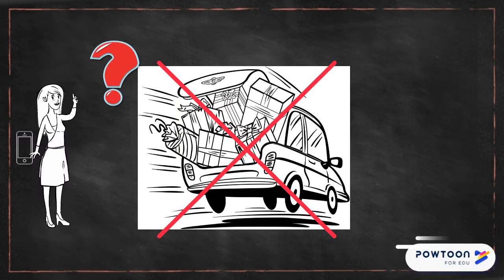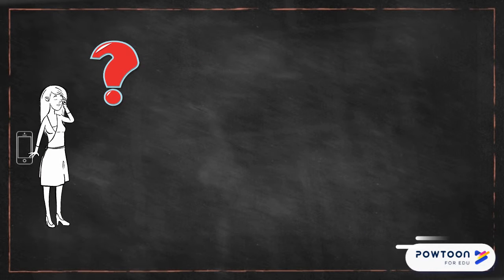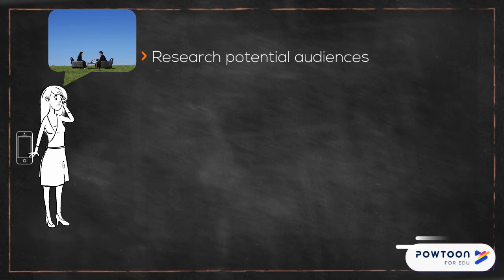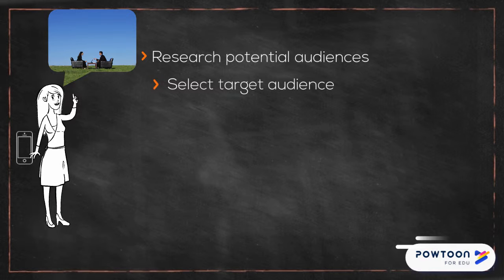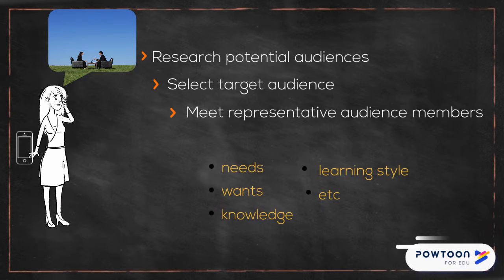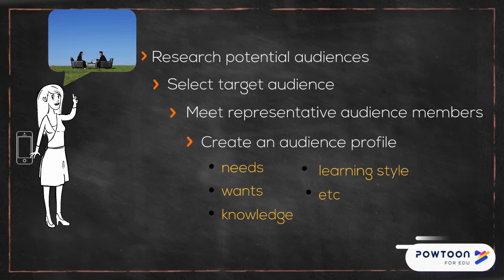Here's what I should have done. So I should have gone to the park. I should have researched who's using the park and who might be interested in a tour. Then I should have selected a target audience. And I could have met people from that audience and learned more about them, their needs, their wants, and other things that would help me create an audience profile which would guide the development of the tour.